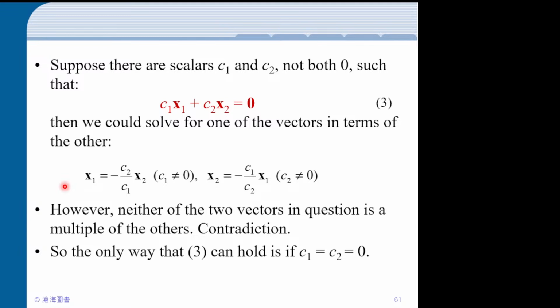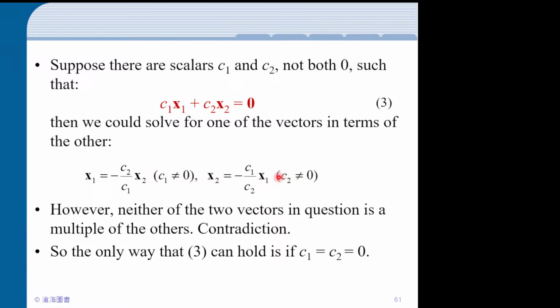And we try to check this equation. We want to see if there are some C1 and C2, not both equal to 0, such that C1 x1 plus C2 x2 equals 0. And if we can, then we can solve for either one of them if one of them is not 0. So we can either write x1 as a linear combination of x2 or x2 as a linear combination of x1. We need to treat them separately because one of them might be 0 and we cannot divide by 0.